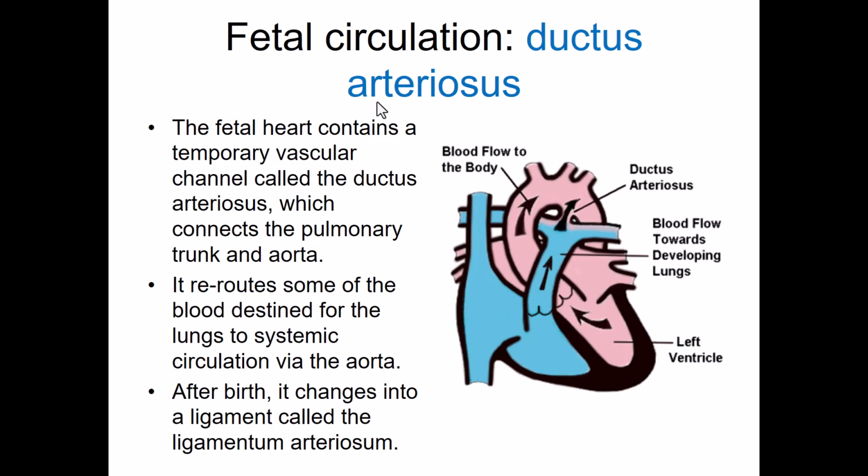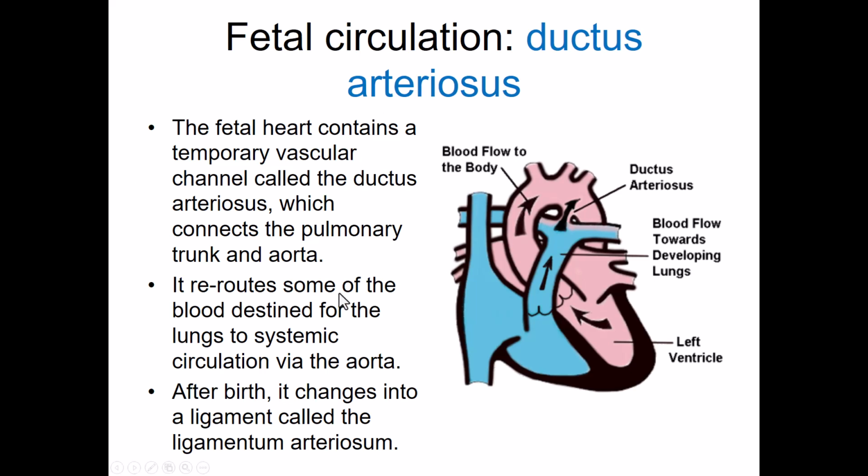It is rerouted because the fetus gets the oxygen from the mother, not from the lungs. So this obviously has to close off and change after the fetus is born, and it becomes the ligamentum arteriosum, which you can see connects the pulmonary trunk and aorta in our other figures. So it's the ductus arteriosus in the fetal heart, the ligamentum arteriosum after the fetus.